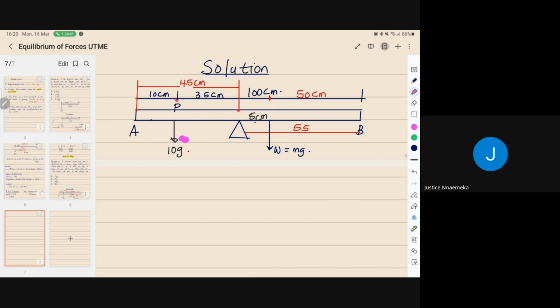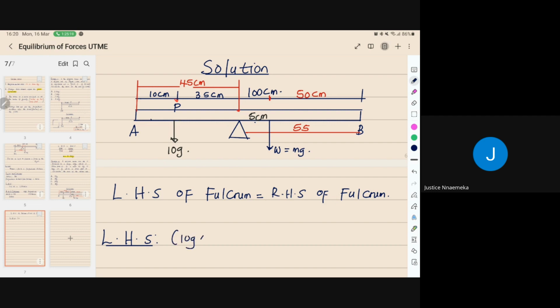Is 10. We're going to change it to Newton because this is mass, so mass times acceleration due to gravity, right? And this guy is at the right hand side of this thing here, right? So which means that our moment is going to be what? The left hand side is equal to the right hand side of what I just wrote. So the first one is for the left hand side. For the left hand side, we have the mass, which is 100 grams. So multiply by 10, that will give us 100 Newton.